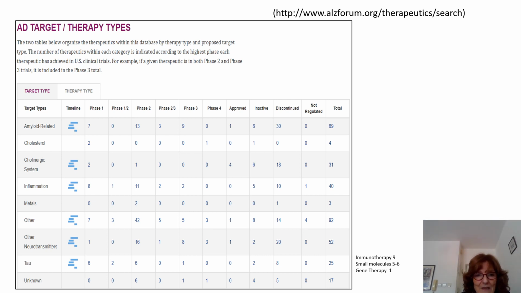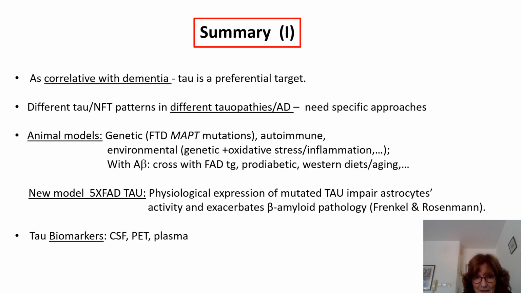And lastly, I would like to say, how is it as of today, looking at the ALZ forum, among over 300 clinical trials, less than 10%, 25, focus on tau, which I believe is relatively low and more emphasis should be made. And if we take out all those which are inactive and discontinued, we can see this is what is left: 9 immunotherapy, small molecules 5 to 6, and only 1 gene therapy. To summarize, as correlative with dementia, tau is a preferential target. Different tangles and tau are in different tauopathies and Alzheimer's, which need specific approaches.